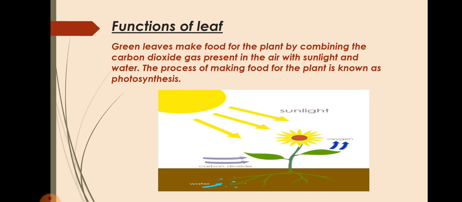Functions of leaf. Students, green leaves make food for the plant by combining the carbon dioxide gas present in the air with sunlight and water. And the process by which green plants make their own food is called photosynthesis. Some non-green plants like yeast, fungi and mushroom have no chlorophyll, so they cannot make their own food. And usually they absorb food from other plants, dead animals or stale food.